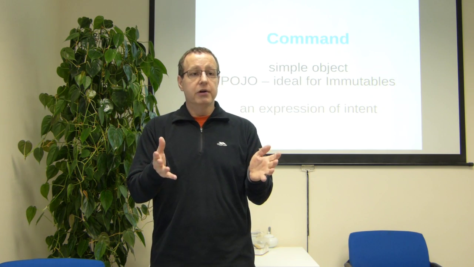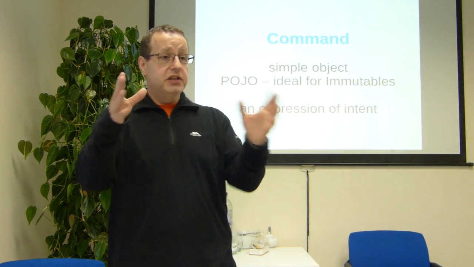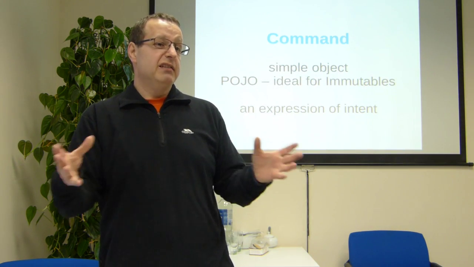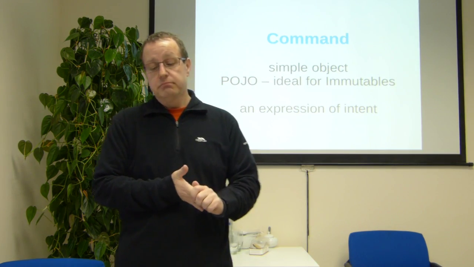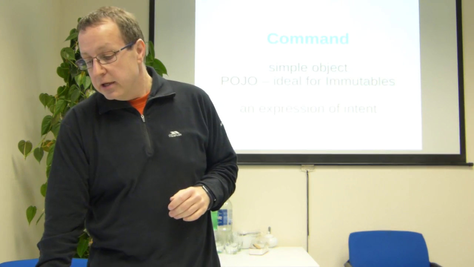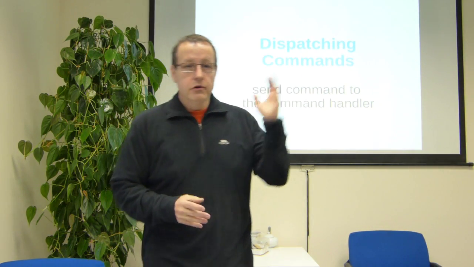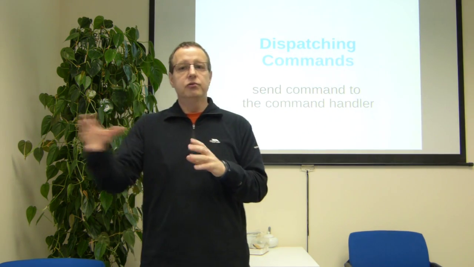Because it's a POJO, it makes it ideal for immutables. A command, once you're saying this is my intention, isn't going to change. It is immutable, so you can just send that in and work with it. The idea is it's the expression of intent. So you've got your UI component. How does that then actually get that command to the right place?